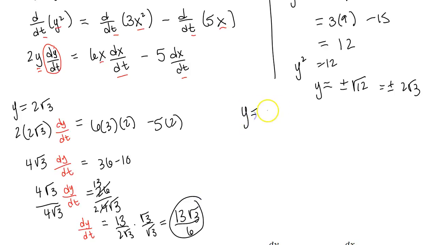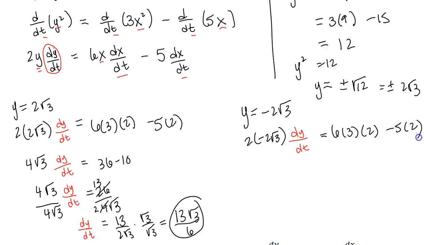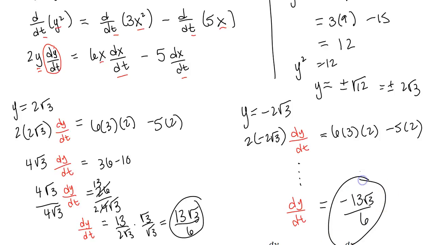If y is equal to negative 2 square root of 3, then you would do the same thing. That's the only thing that changes. And then if you follow the math down on this, you get that dy over dt is just negative 13 root 3 over 6. So depending on which y you start at, you get a different value of dy over dt. So that's how you solve a really basic related rates problem.